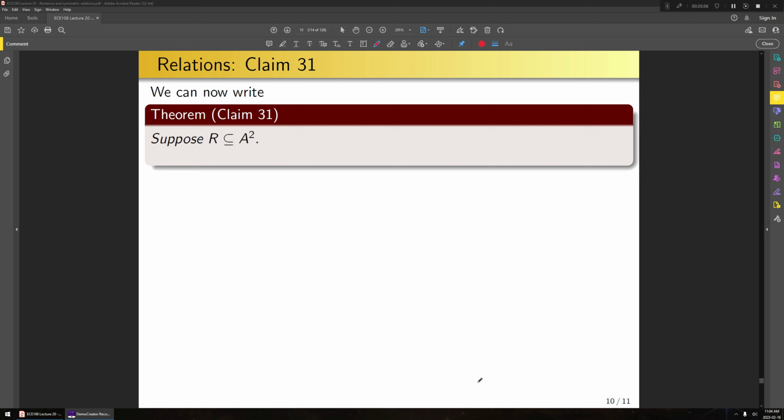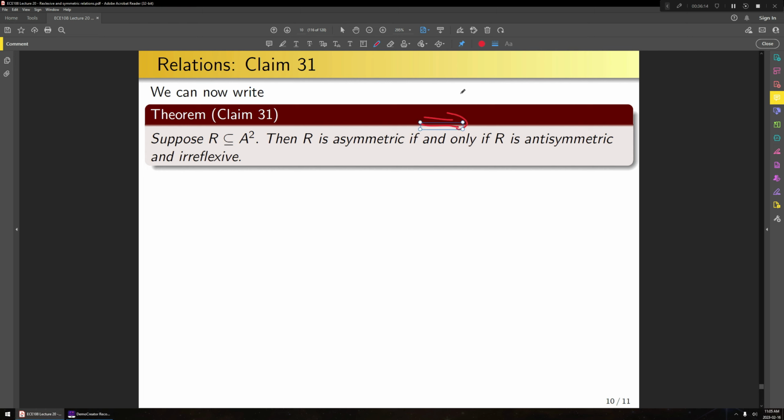Now I'm going to write a claim without proof. Suppose R is a subset of this, then R is asymmetric if and only if it is antisymmetric and irreflexive. I suggest taking this as a practice problem. Notice you have to do two things: you have to prove this direction, and you also have to prove this direction. So I'd recommend sitting down and trying to prove this. What does it mean for it to be asymmetric? Write out that definition. What does it mean to be antisymmetric? What does it mean to be irreflexive?